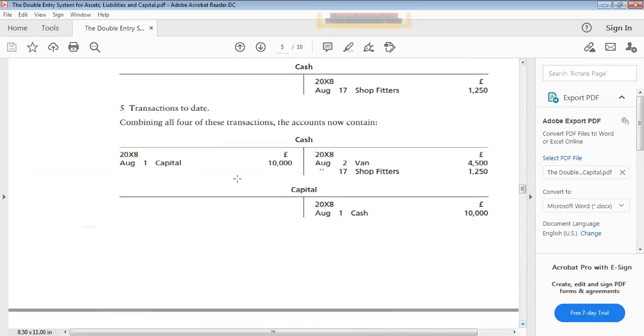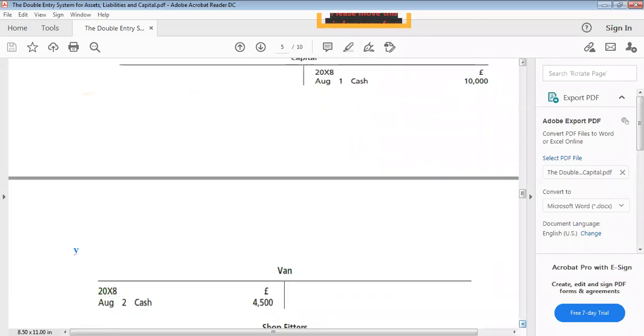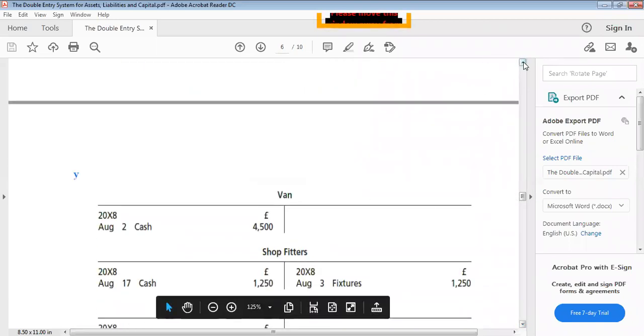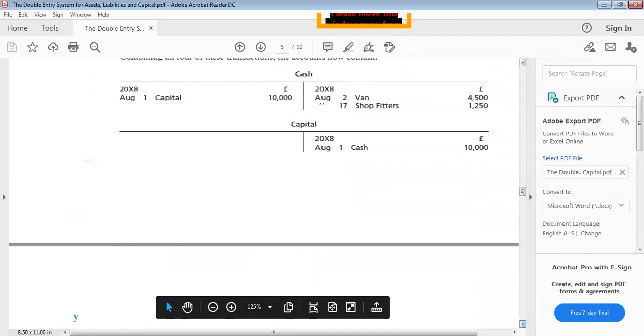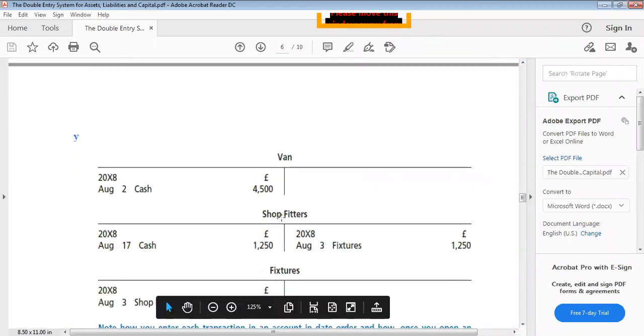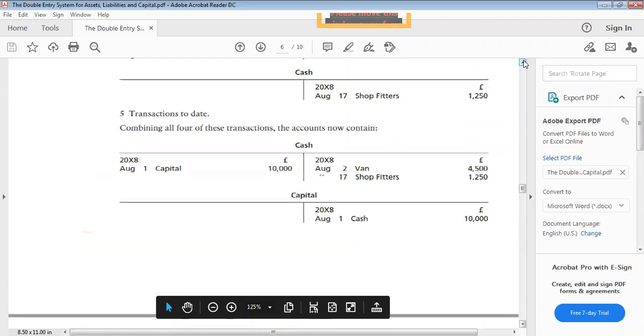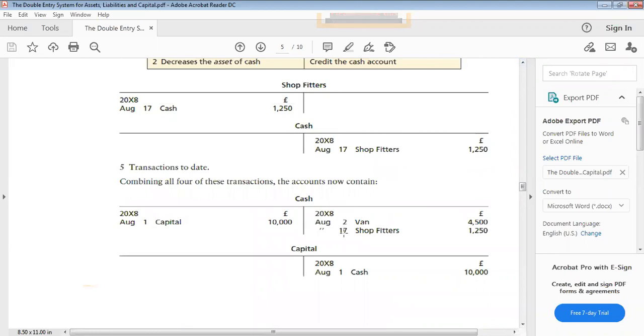Now, you'd have made the first entry for August 1, then August 2, you buy the van, and you have one account, right? Now, August 3, you would have created 2 accounts. You have one for shop fitters and one for what? Fixtures. Good? Well, you bought fixtures on credit, right? Good. Now, on August 17, you paid the money that you owed shop fitters by what? Cash. So that's why under cash now there's a what? Credit entry of 1250. Good.